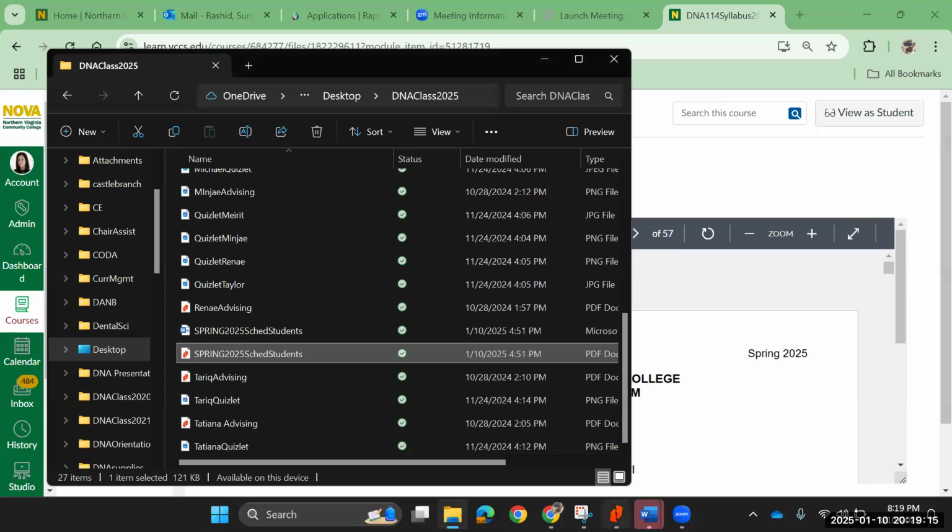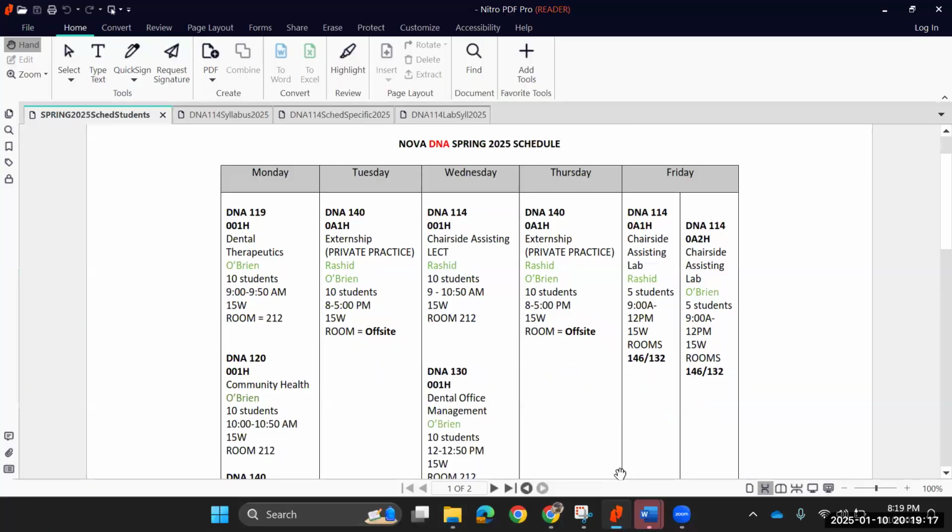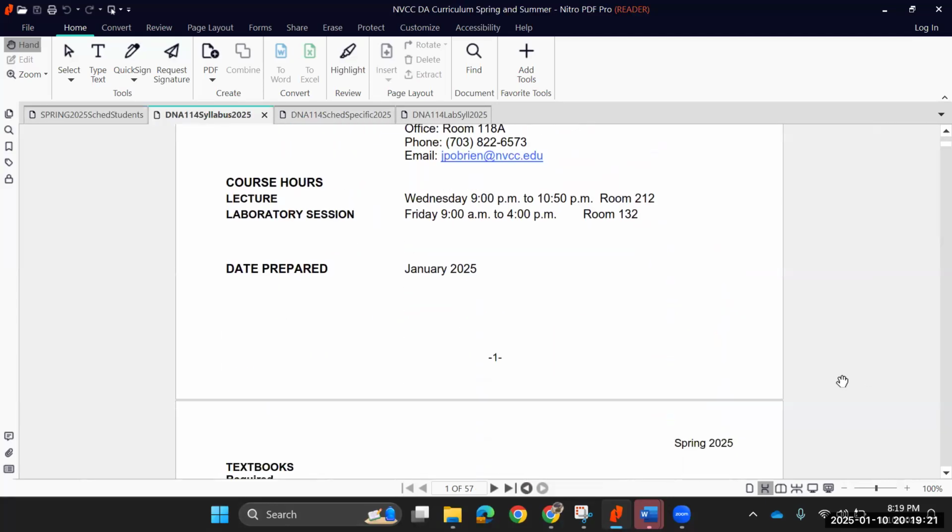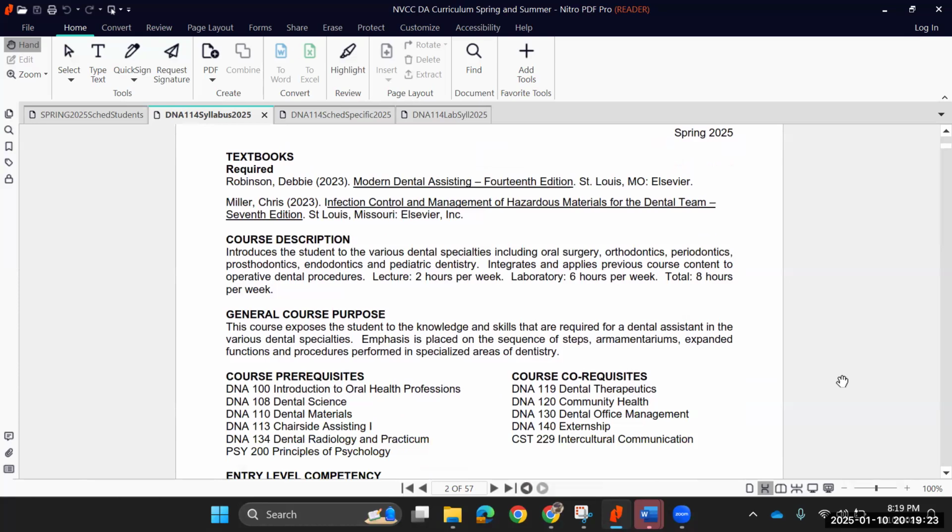All right, let's keep going with the syllabus here. Again, it's the same textbook as you had in the fall semester, Modern Dental Assisting, the 14th edition, which is the blue book. And we will be making some references to the infection control book that you have, the 7th edition. Same books, no need to purchase any additional books.